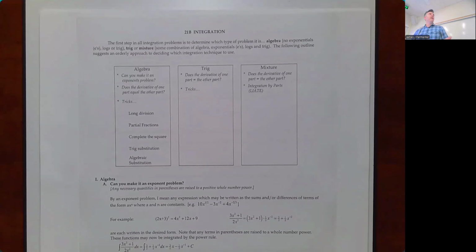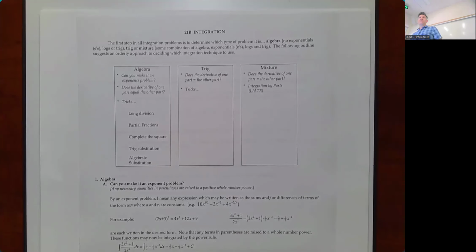Basically, for lack of a better description, it's an integration flow chart. So if it looks like this, you should try this kind of thing first. And then if it doesn't work, try this other thing next. That's generally how the process of trying to anti-differentiate or integrate something works. You try something, it doesn't work, you try something else. Please grab a handout.